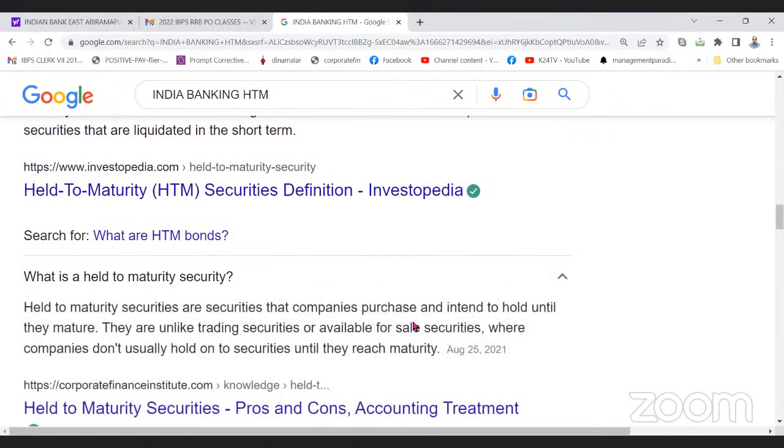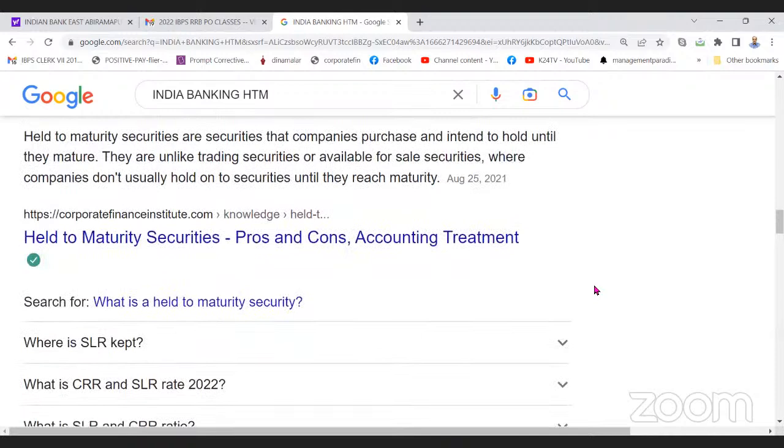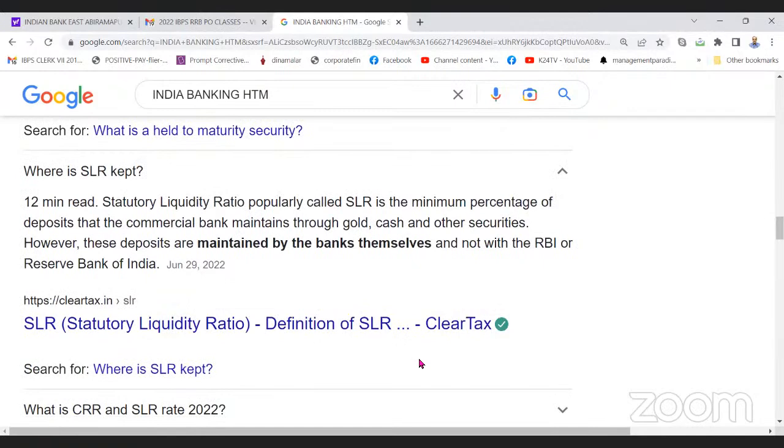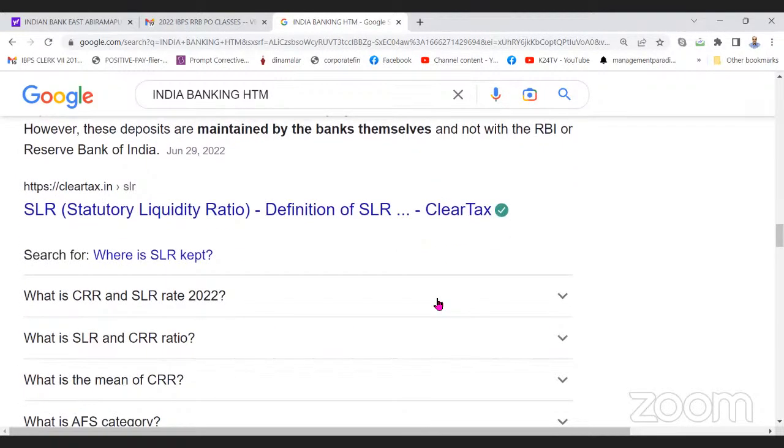Then what is a held to maturity security? Held to maturity securities are securities that companies purchase and intend to hold until they mature. That is correct. Where is SLR kept? Statutory liquidity ratio, called SLR, is the minimum percentage of deposits that the commercial bank maintains through gold and other securities. However, these are maintained by the bank itself and not with the RBI.